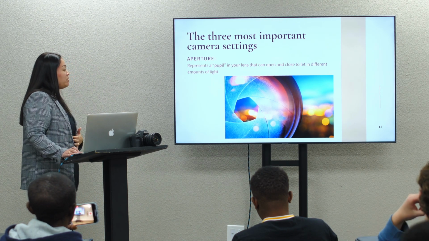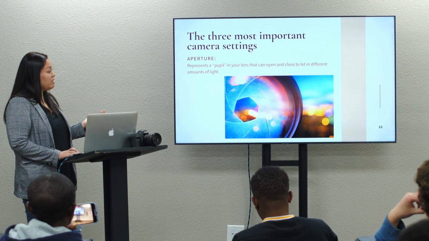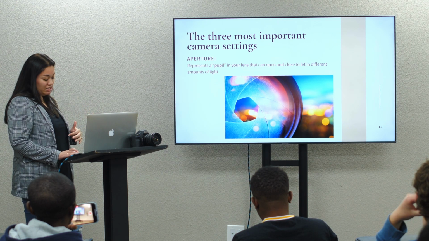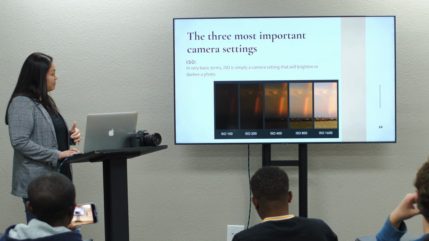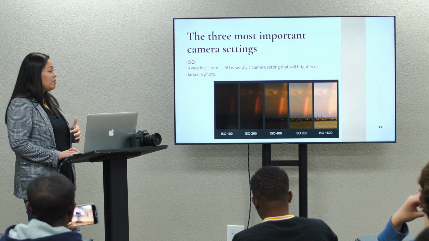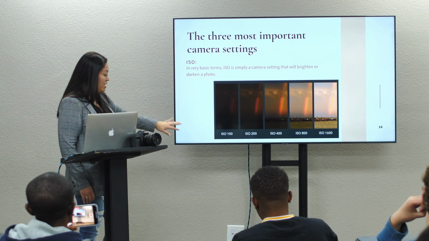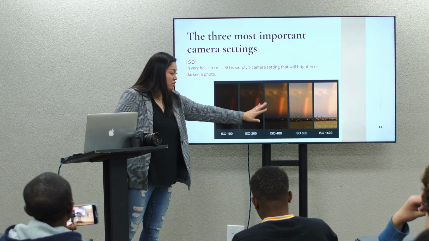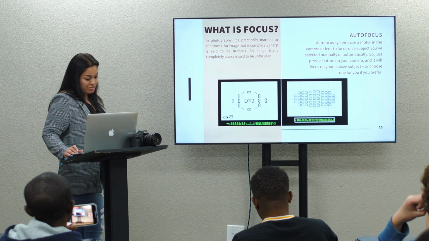Let's talk about aperture. Aperture represents a hole in your lens that can open and close to let in different amounts of light. ISO: in very basic terms, ISO is simply a camera setting that will brighten or darken photos. So the lower the ISO, the darker the image. The higher the ISO, the more light it captures.